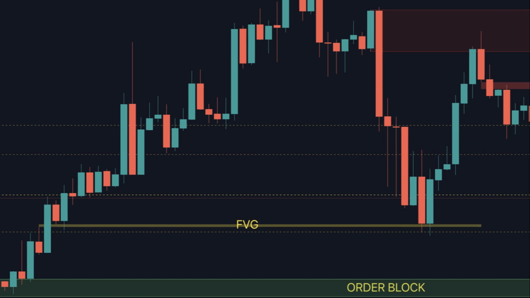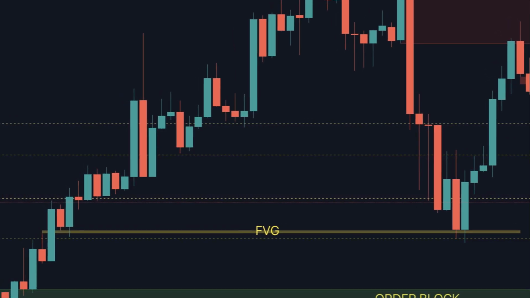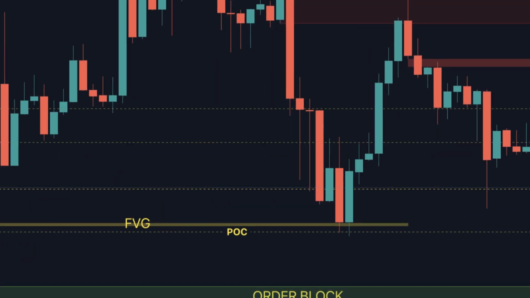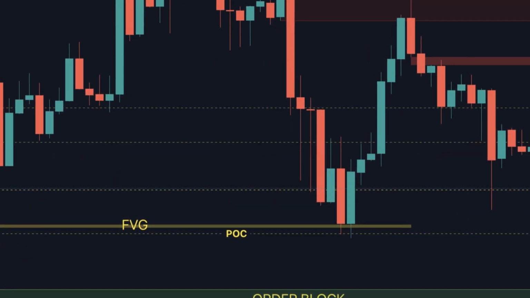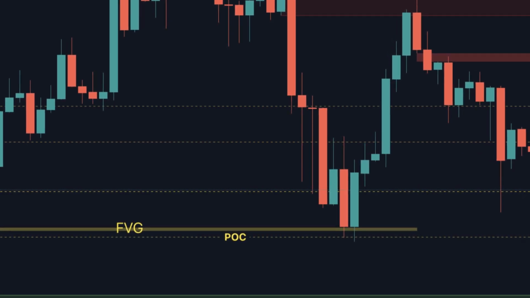Liquidity is the common thread that ties these tools together. Each tool identifies areas where liquidity is concentrated, and when they align, they validate the setup. This confluence increases the likelihood of a successful trade.